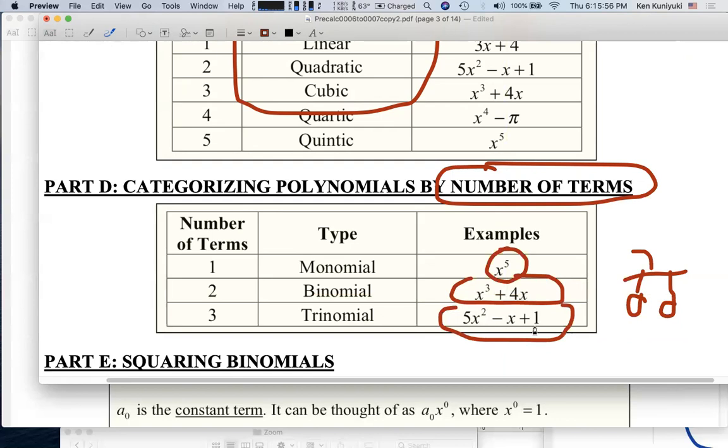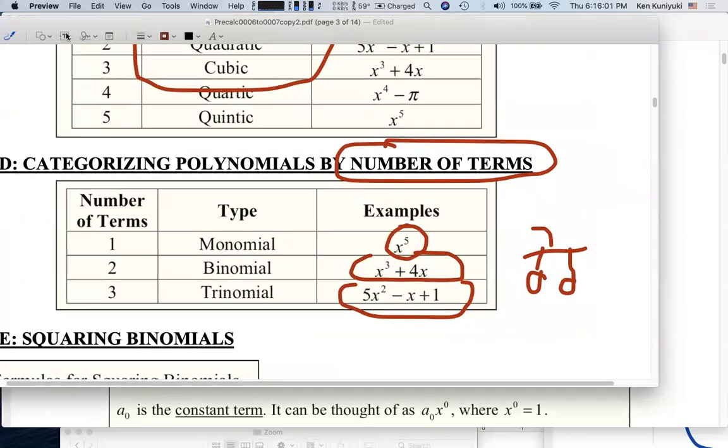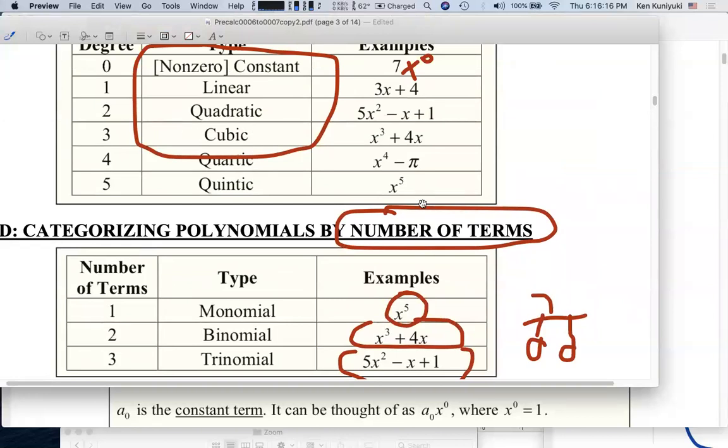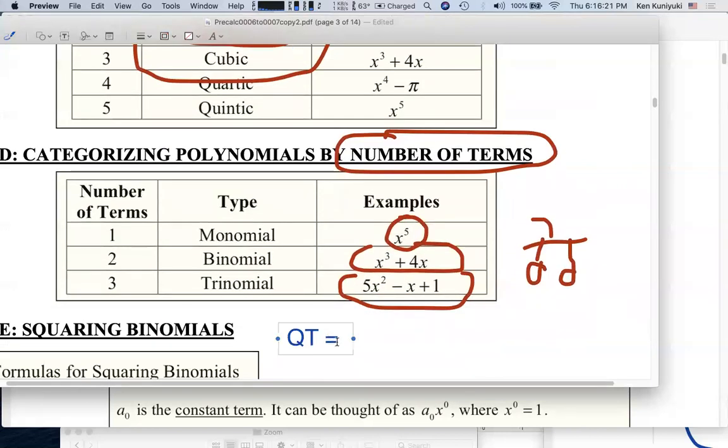5x squared minus x plus 1. So this here, I call a QT. That's not an official term, but this guy here is an example of a QT. Why? What degree is this? 5x squared minus x plus 1. The degree is 2. Therefore, it's called a quadratic polynomial, or just a quadratic. A QT is a quadratic based on the degree. How many terms? 3 terms. Quadratic trinomial. Like a tricycle has 3 wheels. I'm not going to draw a tricycle.